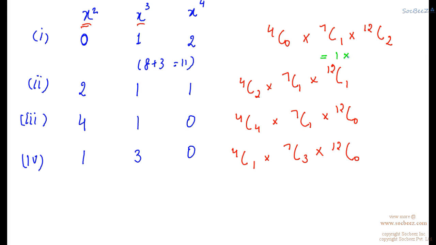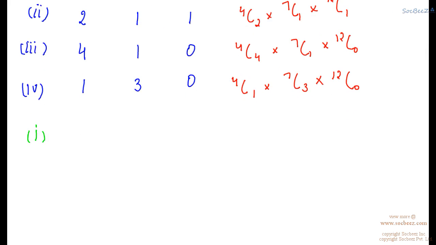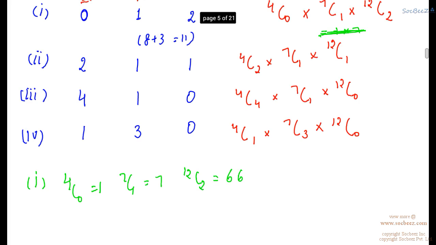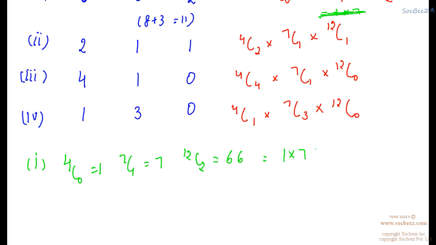Okay, so suppose this case is 1. In case of 1 it is 4C0 into 7C1 into 12C2, so 4C0 equals 1, 7C1 equals 7, and 12C2 equals 12 into 11 by 2, which is 66. So this becomes 1 into 7 into 66, which if we calculate becomes 462. In the second case, this is 4C2 into 7C1 into 12C1. So this becomes 6 into 7 into 12, which is equal to 504.